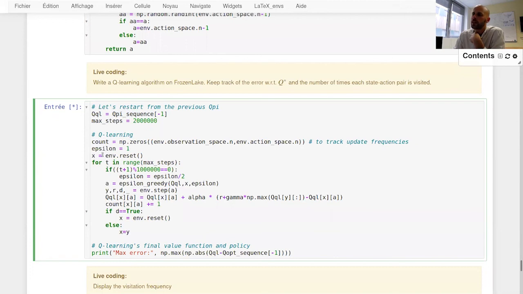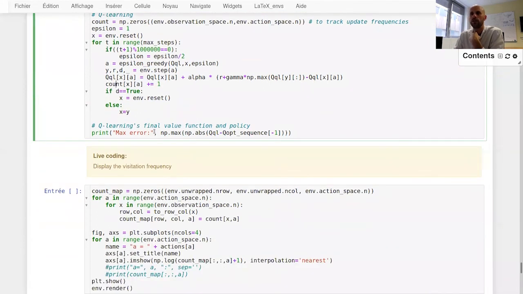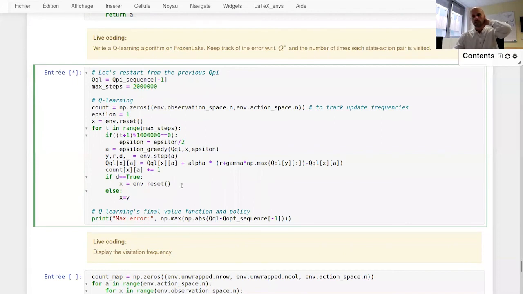We take epsilon equals 1, we reset the environment, and for the full span of interaction time steps, every million time steps, we divide epsilon by 2, so epsilon is not going to be that small at the end. We pick an action that is epsilon greedy, we perform a step, we compute the temporal difference, which is here, and perform the temporal difference update on the Q function. Increment count of s, a to remember that we actually went through that sample. And if we have fallen into a hole, we reset the environment. Otherwise, we just keep moving. And we will print Q-learning's final value function and policy as soon as this ends.